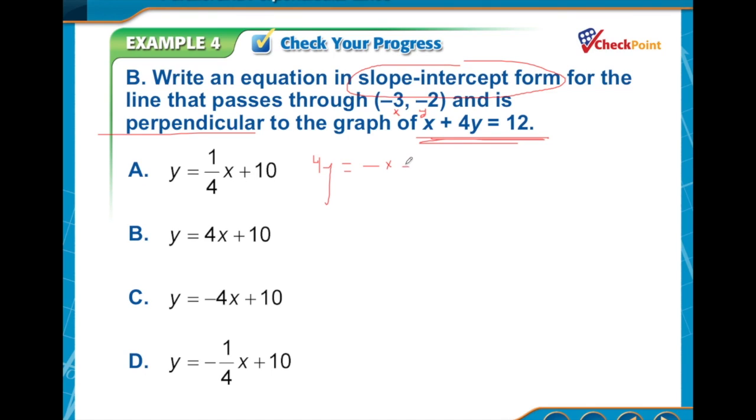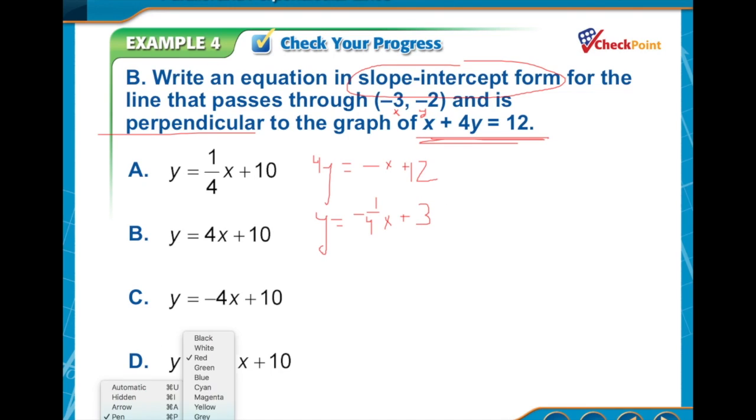subtracting x from both sides would give me this. If I divide both sides by 4, I know y will equal -1/4 x plus 12 over 4, which is 3. So what is the slope of the line that they gave me? Well, the slope of that line given is actually negative 1/4.